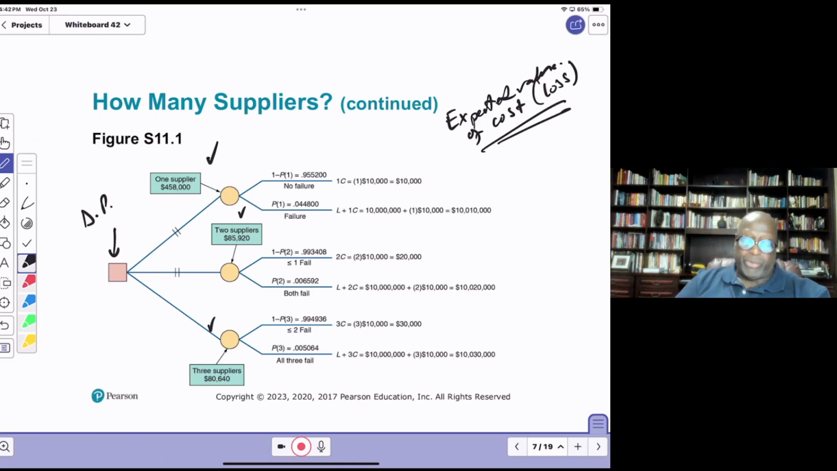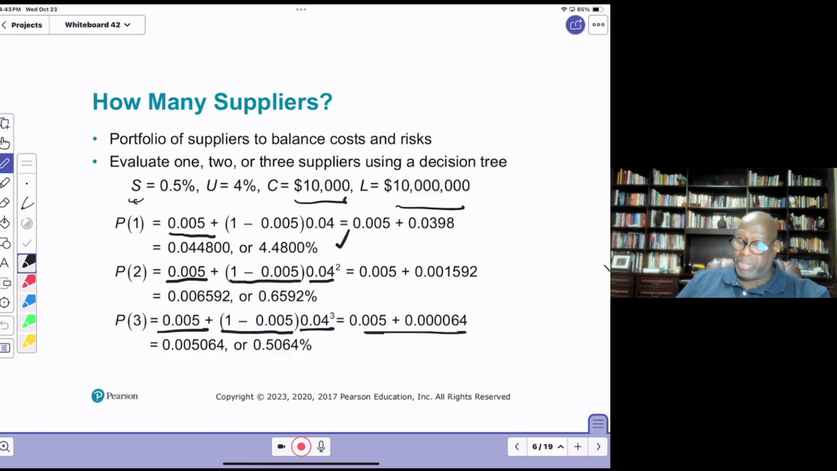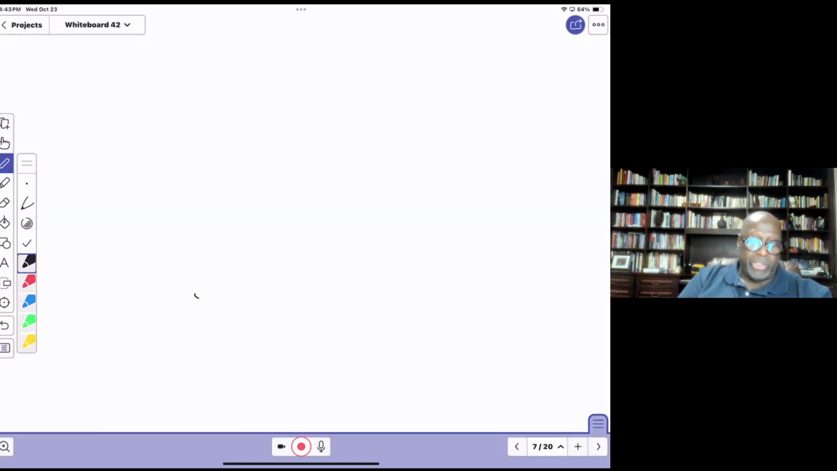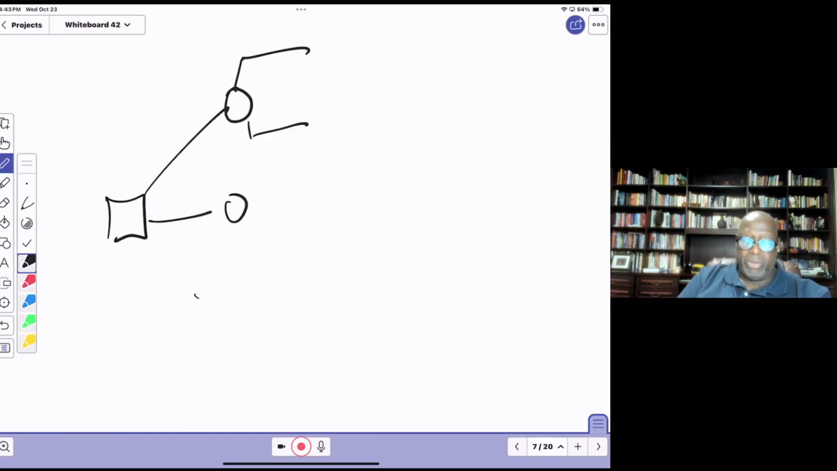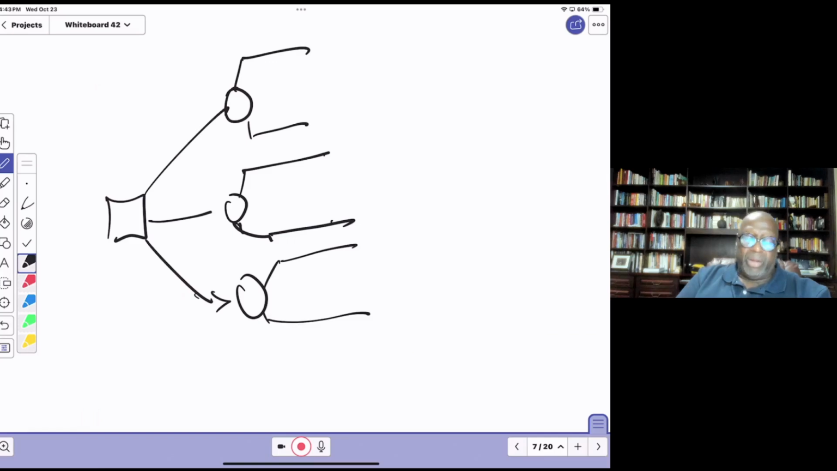The expected value. So, if we take this route right here, the very first one, that's the way a decision tree is structured, is that you make a decision and there are possible outcomes. And let me just go back here for a second and introduce this. So, you have a decision tree, you're making a decision, then you have possible outcomes. In this case, 2 possible outcomes. Super event, no super event. Right? So the decisions are 1, 2, or 3 suppliers.